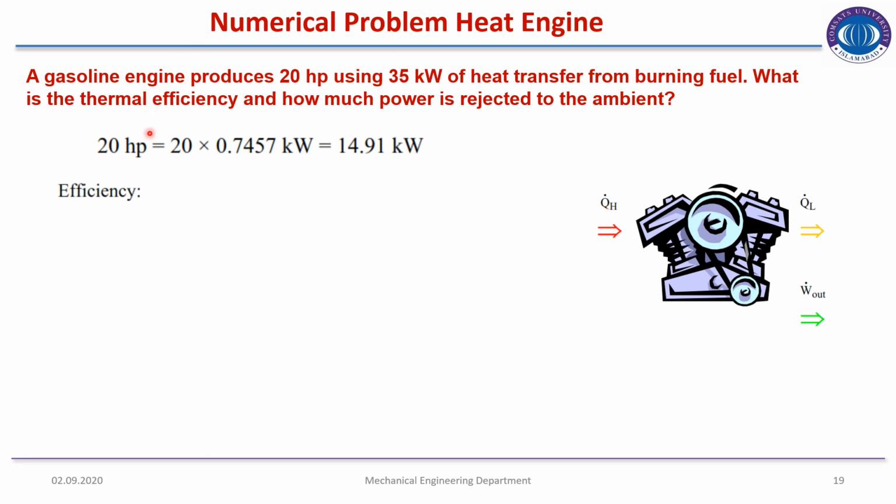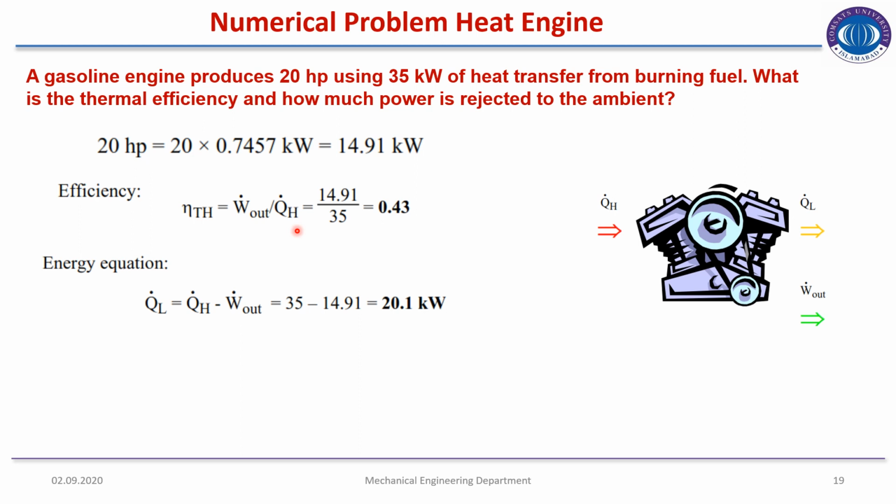So we will convert 20 horsepower into kilowatt. So 20 horsepower is equal to 14.91 kilowatt. Efficiency of a heat engine is given by W dot, the work output, divided by the input, or Q dot H. So efficiency is 0.43.